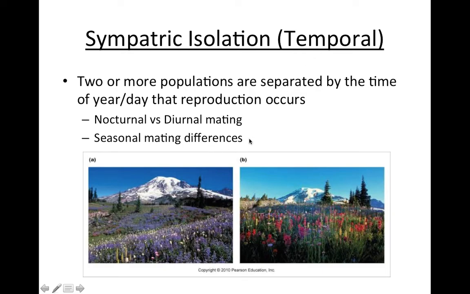Then you have seasonal mating preferences. Maybe cats that have warmer fur might prefer mating when it's cooler. Cats that have cooler fur might prefer mating when it's warmer. So during the winter, during the fall, during the spring, those mating preferences are just called temporal isolation. They would separate that one group of cats into two different groups based on their mating preferences.